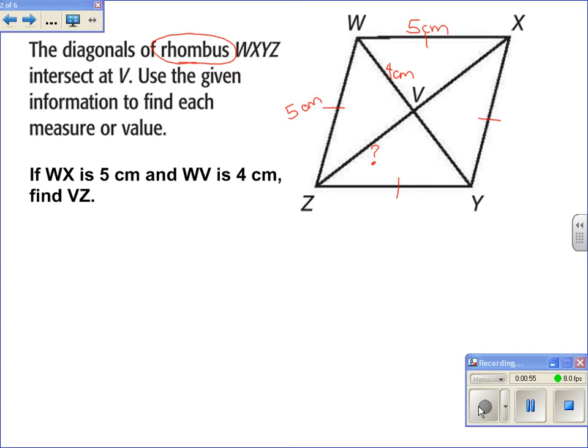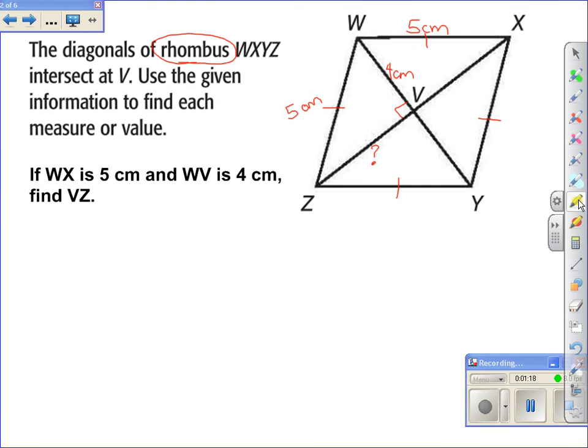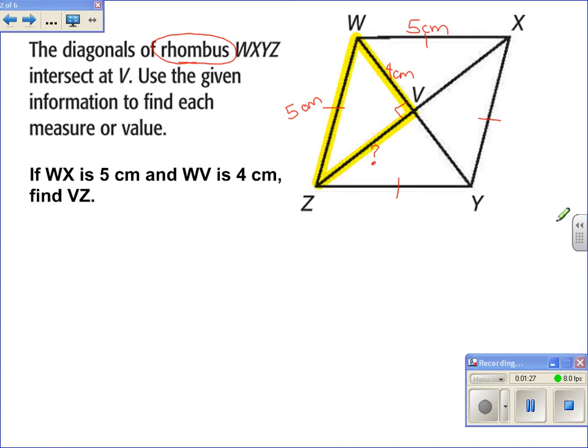The diagonals of this rhombus divide the rhombus into 4 right triangles. Theorem 6.15 says that the diagonals of a rhombus meet at a 90-degree angle. So that means we have a right triangle there. Now in this right triangle here, we know 2 sides. And we can use the Pythagorean theorem to find our third side.